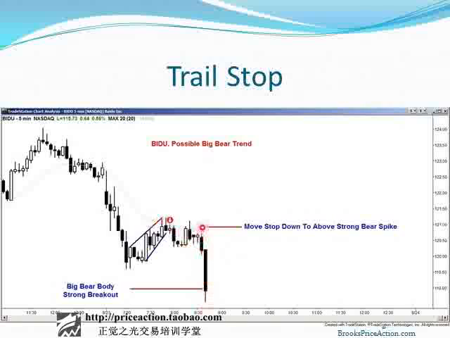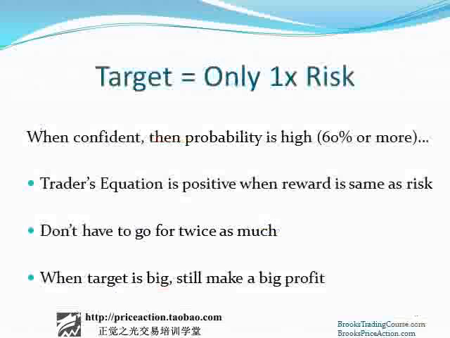I would lower my protective stop to above the top of the spike, maybe even to above the top of this very big bear bar. Okay? When the probability of the move is high, here we're in a very strong bear trend, so we're probably going to fall further. So your probability is high. You're pretty confident, 60% or more. You can take some off or all off at only 1 times your risk.